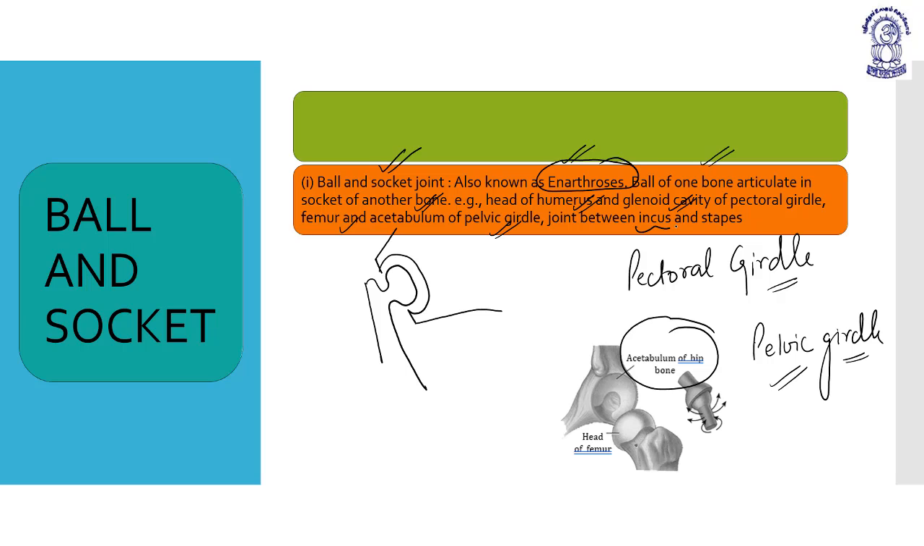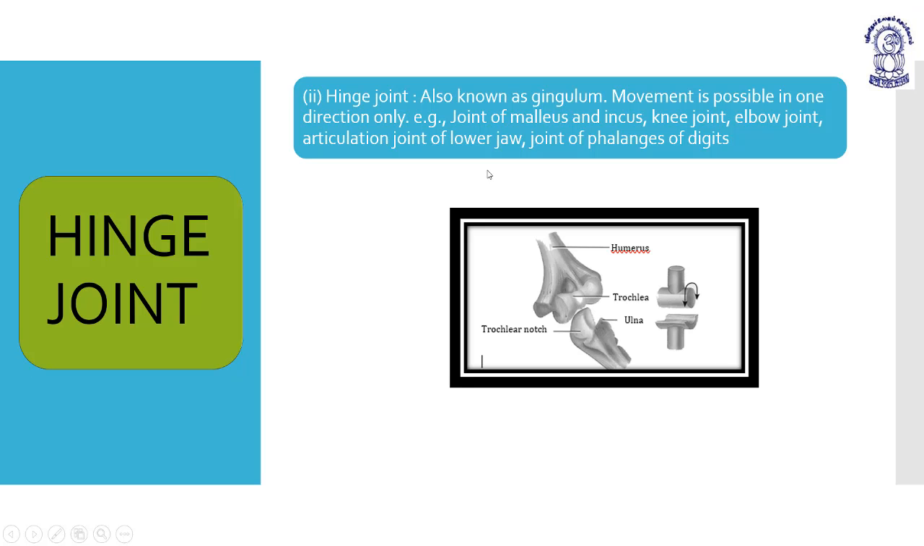The joint between incus and stapes is also a ball and socket joint. So this is the ball and socket joint, which is a freely movable joint or synovial joint, also known as anarthrosis. Hinge joint, also known as ginglymus.